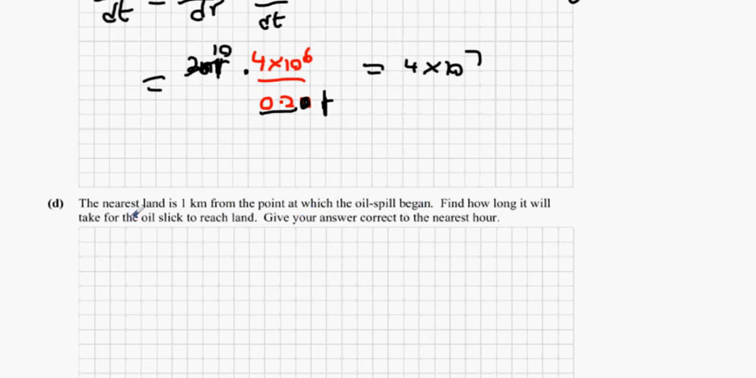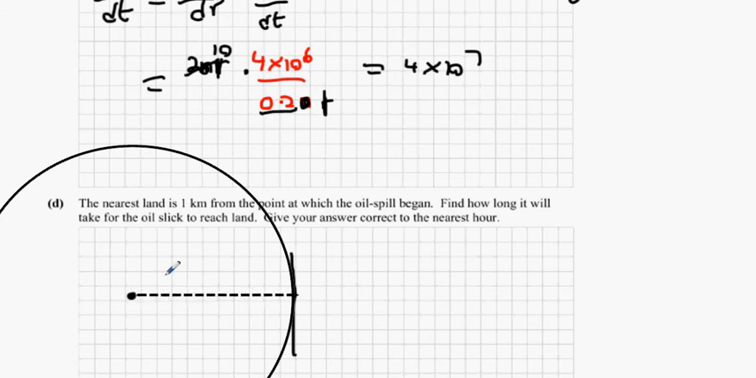The nearest land is 1 kilometer away from the point at which the oil spill began. Find out how long it will take for the oil slick to reach land. Give your answer correct to the nearest hour. Well, what you've got to remember is, let's put this point here as the start of the oil slick, and let's put this as land. What's happening is it's expanding as a circle. So the oil slick is expanding, and then it hits land. It hits land when the radius is 1,000 meters.